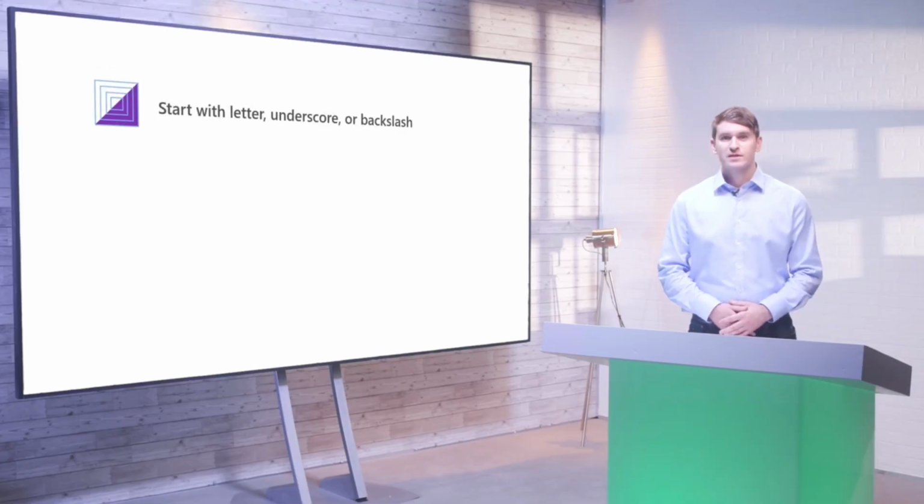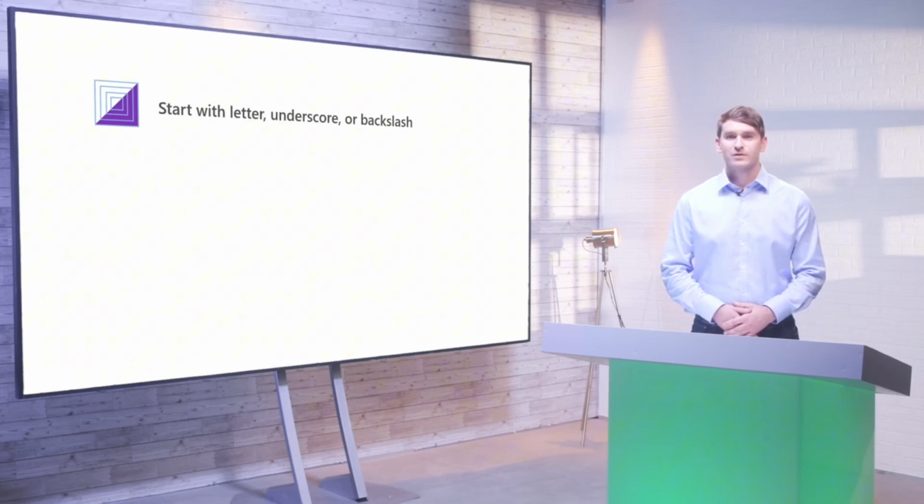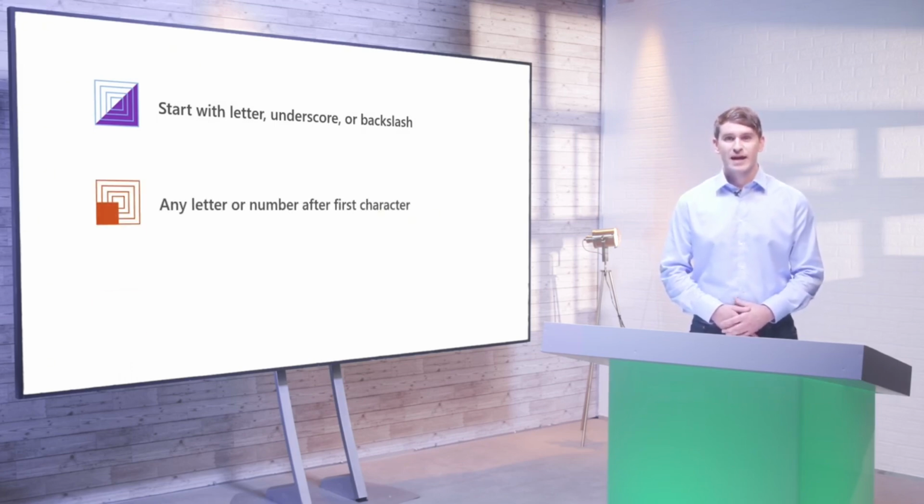Keep in mind when choosing cell or range names that all names must start with a letter, underscore, or backslash. Beyond the first character, you can add any letter or number you wish. Additionally, names cannot contain any spaces, nor can they contain cell references. Finally, it is important to note that cell and range names are not case sensitive.